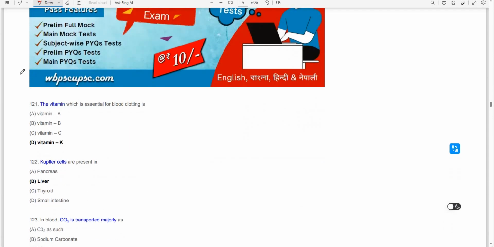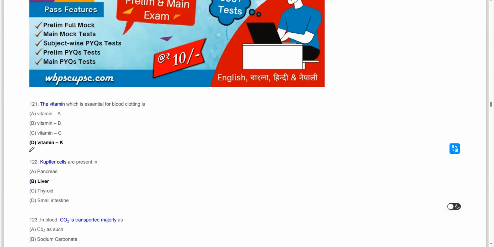Moving on to the next question, the vitamin which is essential for blood clotting is vitamin K. Vitamin K is the vitamin which is needed for blood clotting.